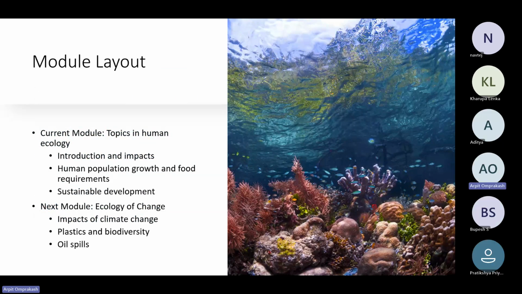And today we'll discuss the module topics in human ecology, which includes 3 lectures. The first one is introduction and impacts, where we discuss what impacts humans cause on the ecosystem and on the globe. The second is human population growth and food requirements. So we see how human population has been growing and changing, how our food requirements have been changing and have been met. And in the third section, we'll talk about sustainable development, which is basically development such that we fulfill our needs while also ensuring that the needs of the future can be fulfilled from the resources that we leave for them.